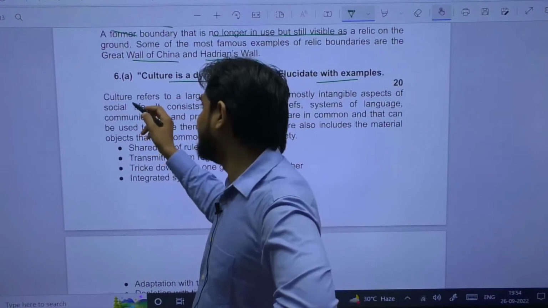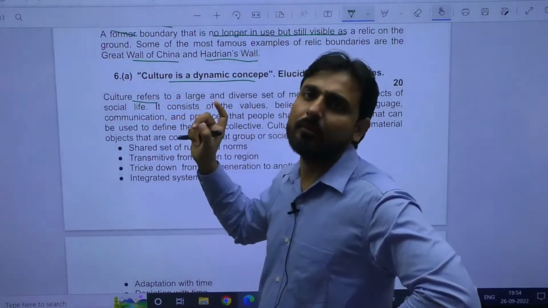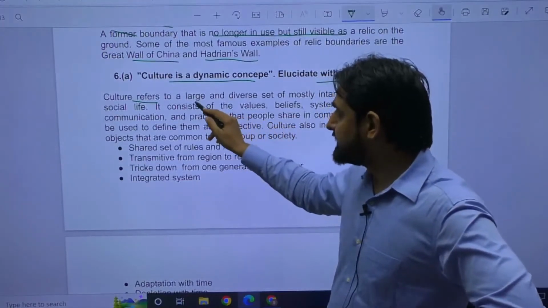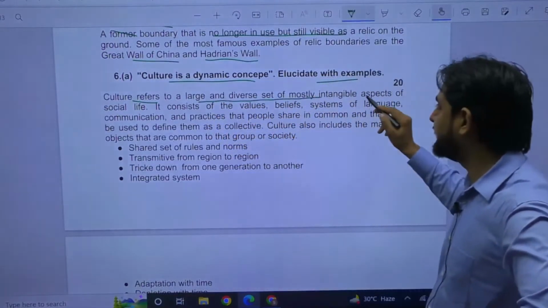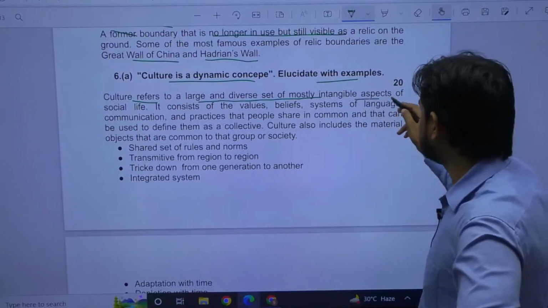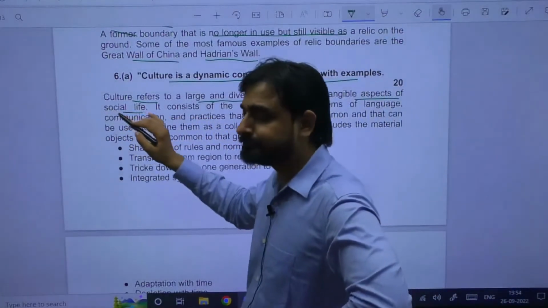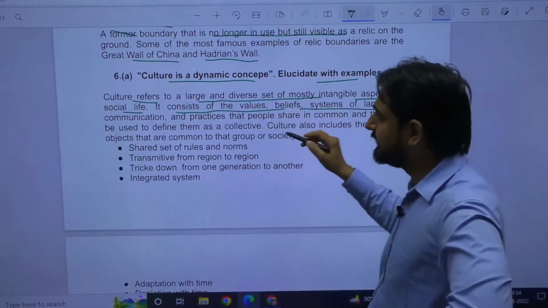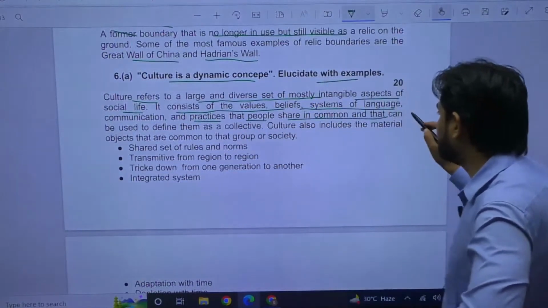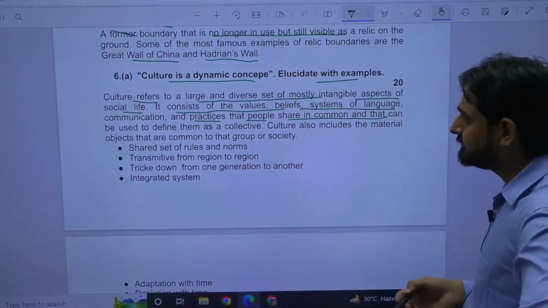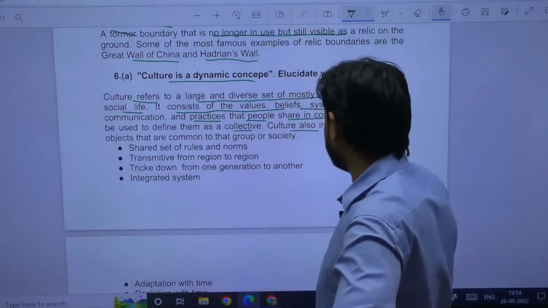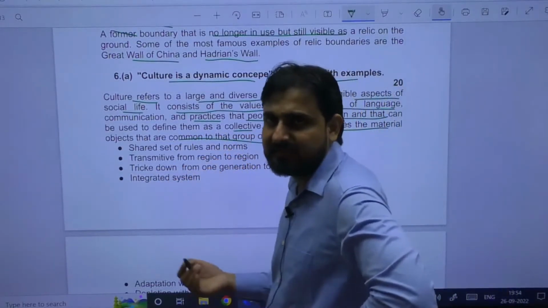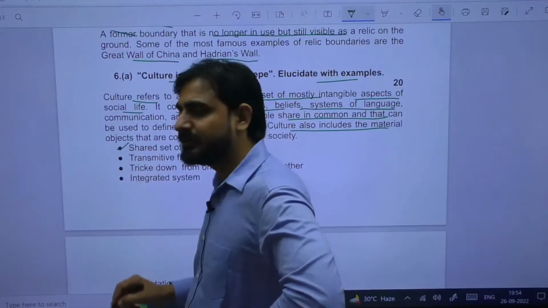First you will define the culture. Culture is when we live, we develop certain norms, rules and regulations. Then it becomes culture. Culture refers to a large and diverse set of mostly intangible aspects of social life. It consists of values, beliefs, systems of language, communication, and practices that people share in common and used to define them collectively. Culture also includes material. So culture is the shared rule. We share culture with each other.